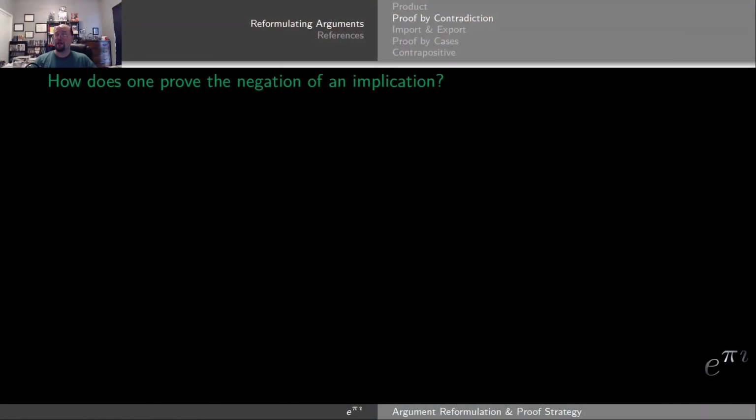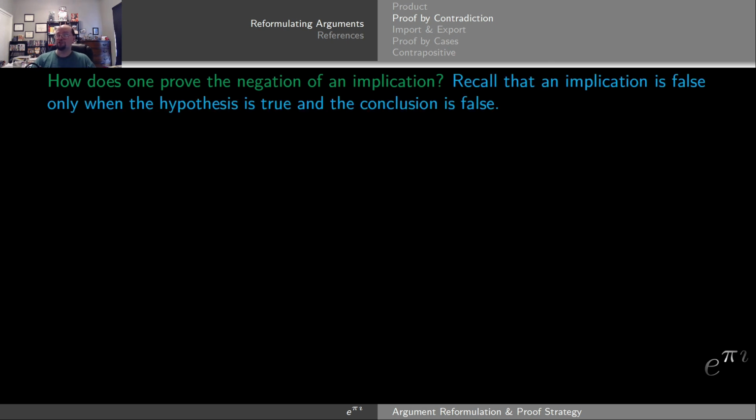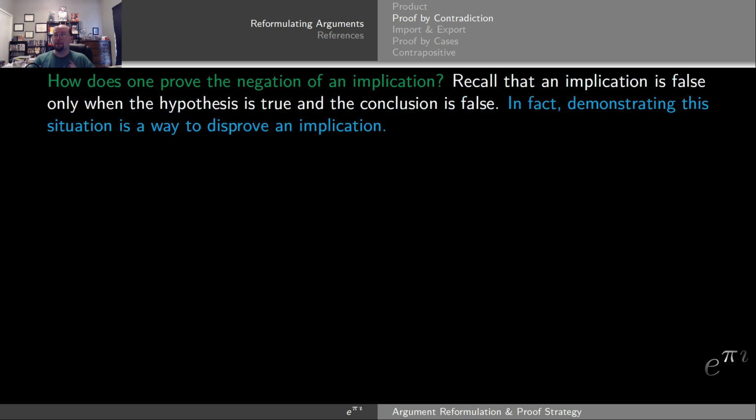Speaking of negations, how does one prove the negation of an implication? Recall, an implication is false when the hypothesis is true and the conclusion is false. In fact, demonstrating this situation is a way to disprove an implication. The argument goes like this. The first premise is P. The second premise is negation Q. Therefore, one concludes that negation P implies Q must be true.